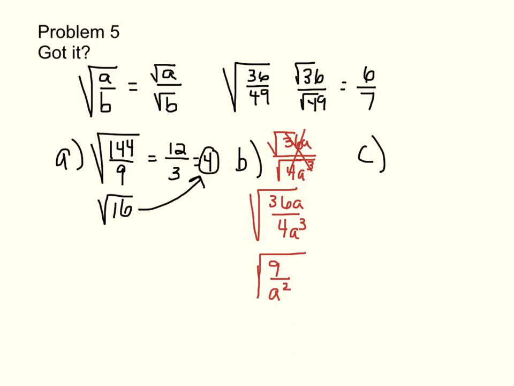I now can take the square root of a to the second and the square root of 9. The square root of 9 is 3. The square root of a squared is a. So my answer is 3 divided by a.